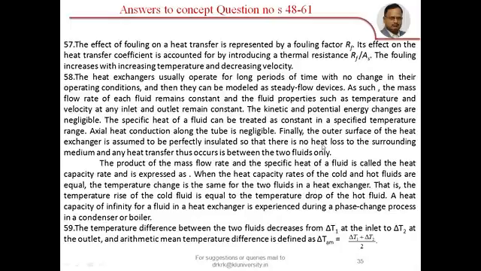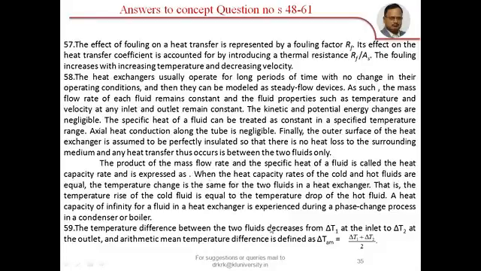Based on this only, we are able to write the equation Q equal to m_h C_h delta T_h is equal to m_c C_c delta T_c. And the product of mass flow rate and the specific heat is known as heat capacity rate and is expressed as capital C, or C_c.